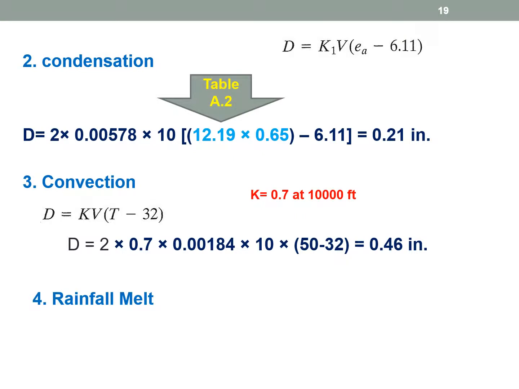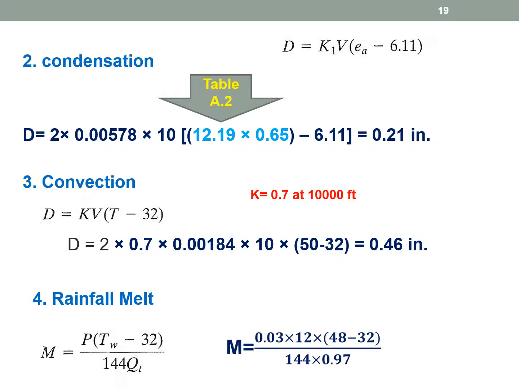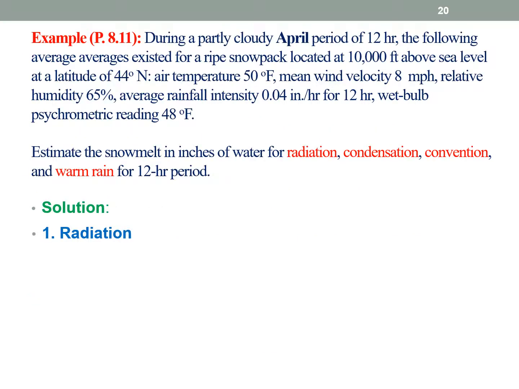Rainfall melt, the last one. The formula is M equals P times (TW minus 32) over 144 times QT. So P will be 0.03, as you see if you go back to the problem statement, that is inches per hour. But P stands for total precipitation, so 0.03 times 12 hours, times TW, which is 48, given in your problem statement, minus 32, over 144, and QT is given here, 0.97. The answer will be 0.04 inches.